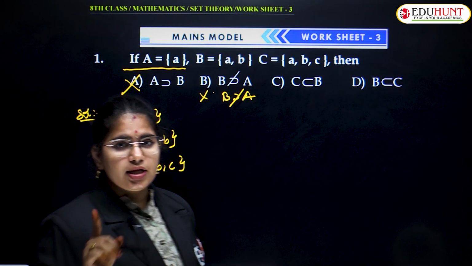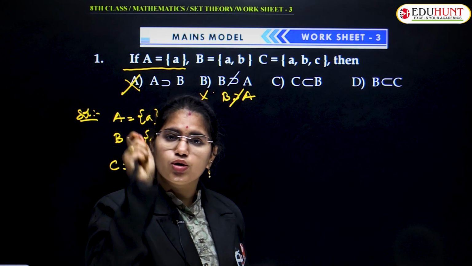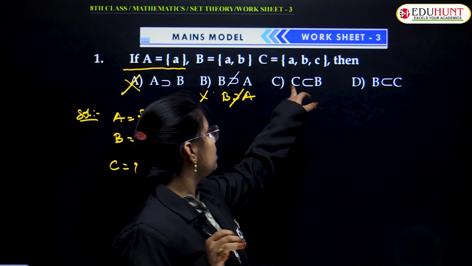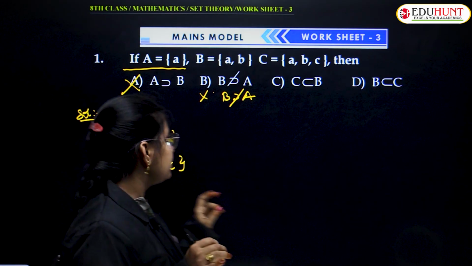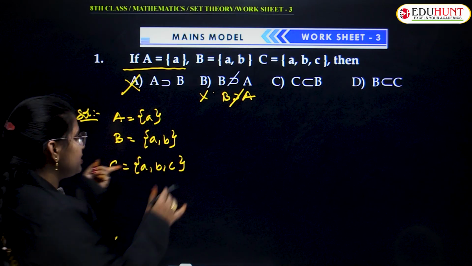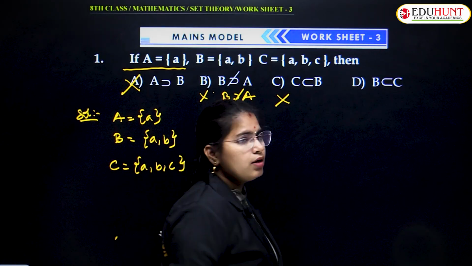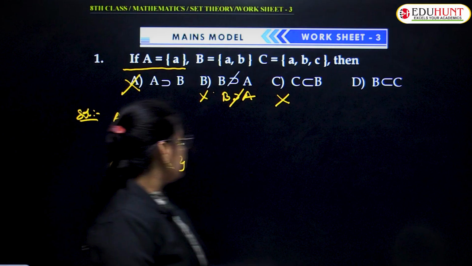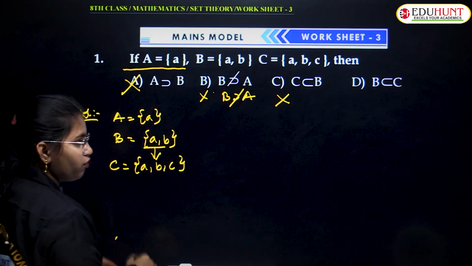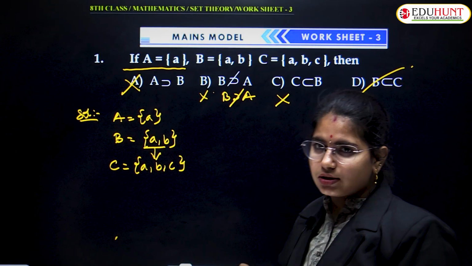So you should be completely aware of the notations. Please take care, children. You have to watch the previous conceptual videos and only then come back to this. Got it? Next, C is a subset of B. No, C is actually a superset of B, C is the main set. This is also not a correct statement. B is a subset of C, correct? The elements a, b are also there in C. So option D is the correct option.